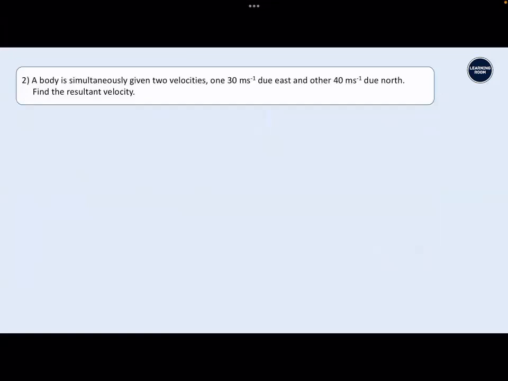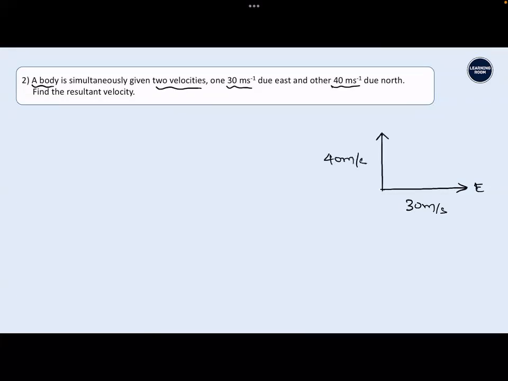So the solution is given here. The second problem is: a body is simultaneously given two velocities, one of 30 meters per second due east and the other of 40 meters per second due north. Find the resultant velocity. If you observe, this is a scenario where you have co-initial vectors.